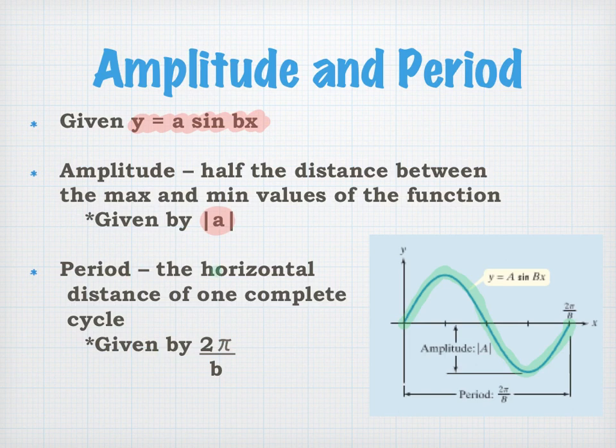The period is the horizontal distance of one complete cycle. So this is how long it takes you to get from the start to the finish of one curve. Notice in this one, it gives you 2 pi over b. So amplitude is the absolute value of a, period is 2 pi over b. The a is what's on the front of the trig function. The b is what's in between the trig function and the x.